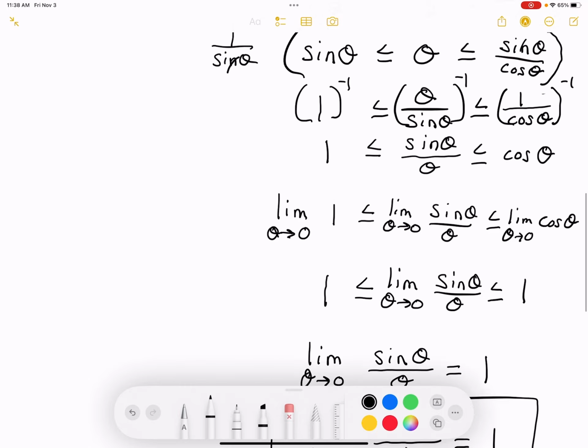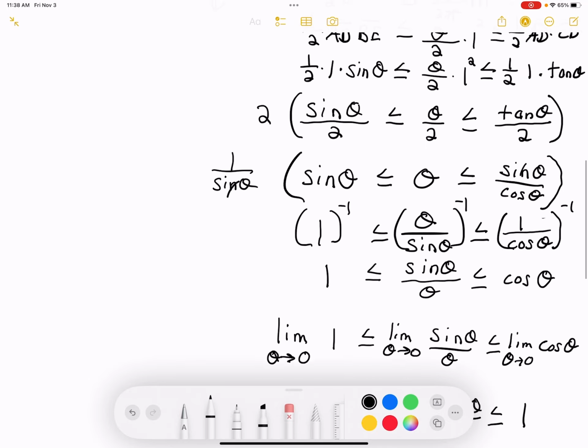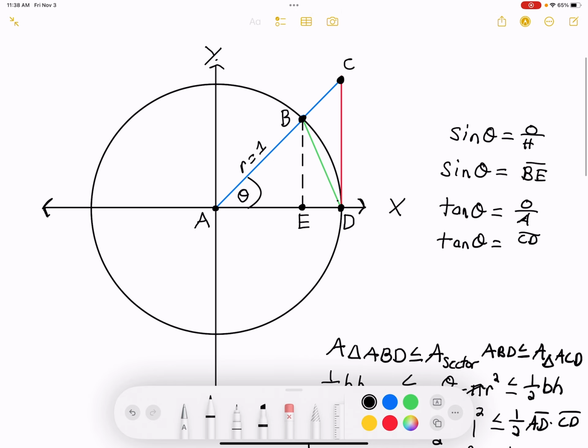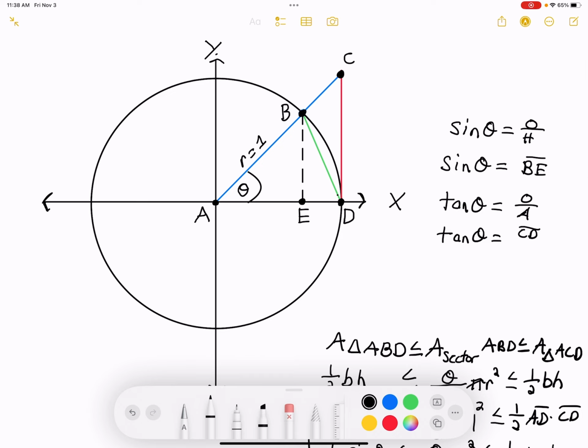And I think that's pretty cool, and I think it's pretty easy to follow the logic of it. And I hope that made sense. I hope that allows you to know what the squeeze theorem is and how to use it.